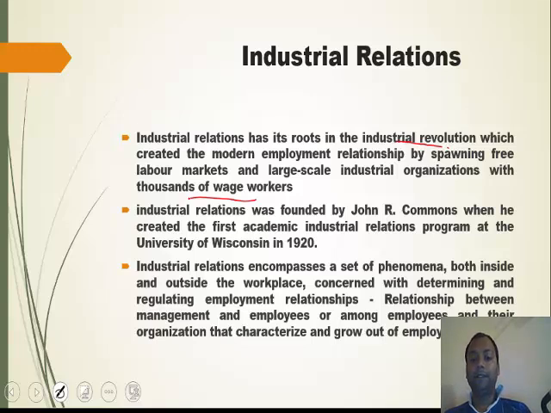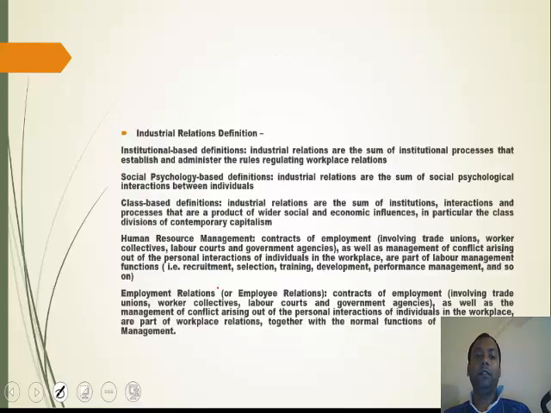Industrial relations encompasses a set of phenomena, both inside and outside the workplace, concerned with determining and regulating employment relationships, the relationship between management and employees, or among employees and their organization, that characterizes and grows out of employment. Now there are different definitions of industrial relations, as per their approach.